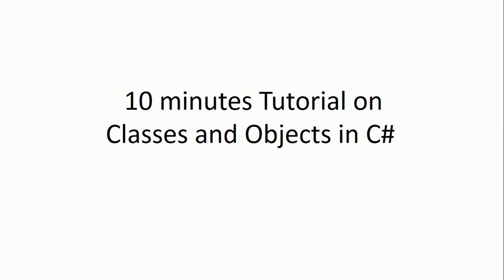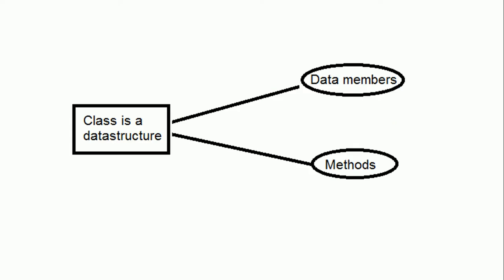Hello everyone. The primary objective of this video is to help you understand the basic fundamentals of classes and objects in C#. So basically, classes in C# are data structures which contain data members and methods. In other words, a class is a collection of data members and methods.